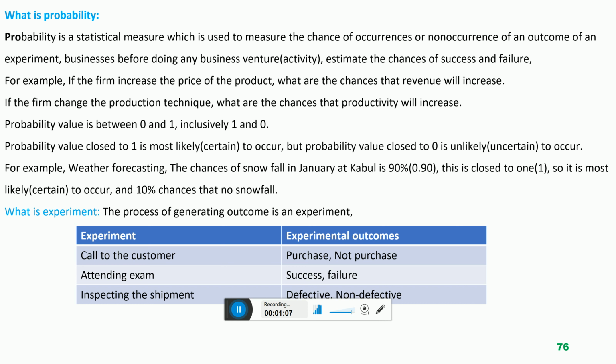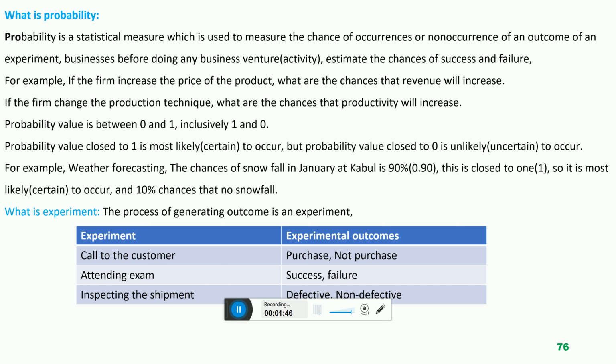For example, if the company wants to increase the price, what are the chances that the revenue of the company will increase? The producer, before increasing the price, will estimate the probability, the chance of increase or decrease in revenue, that is, how much are the chances that if the company increases the price, revenue will increase.